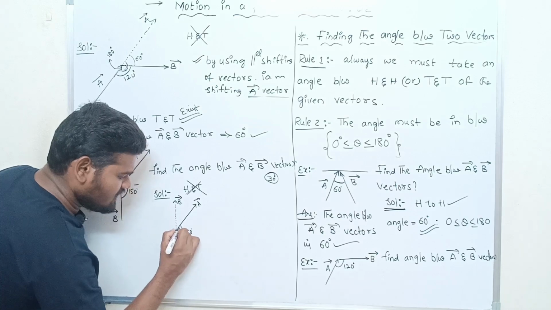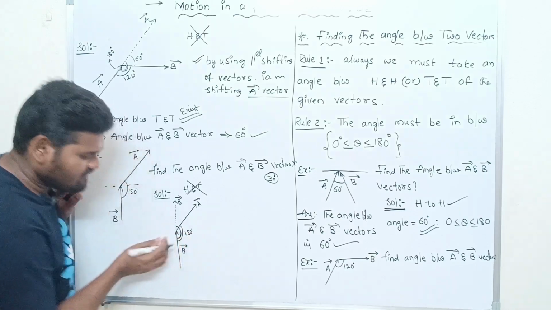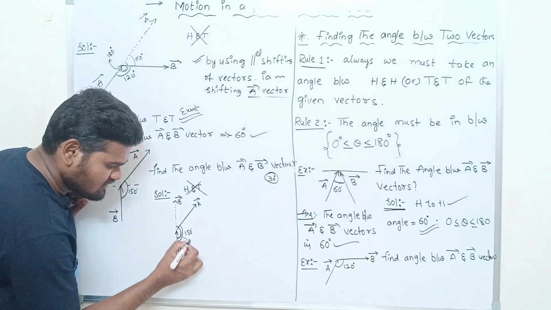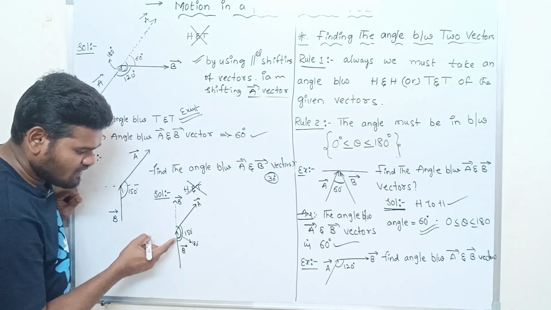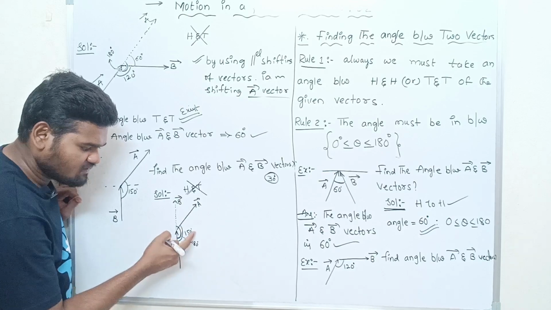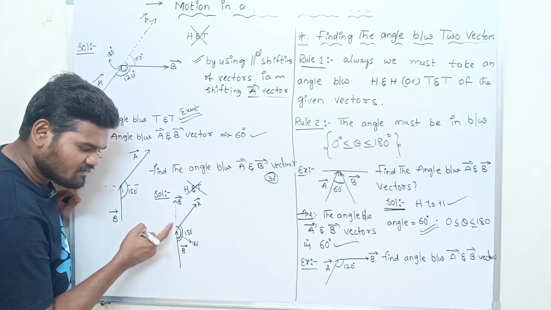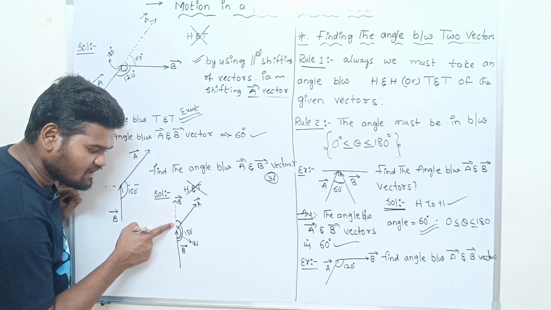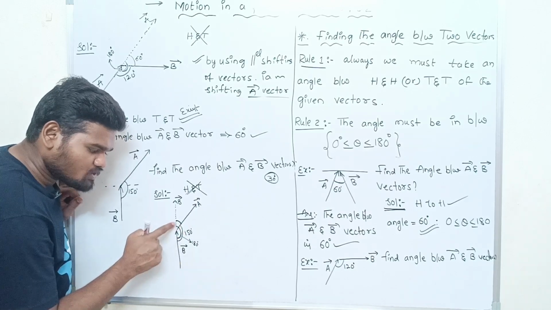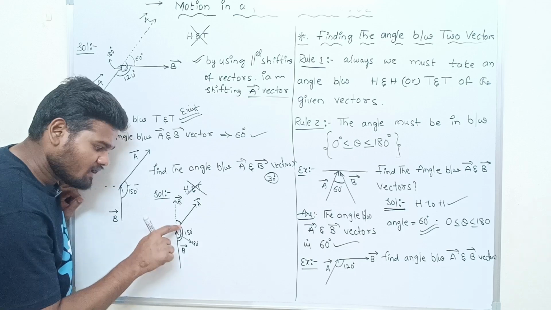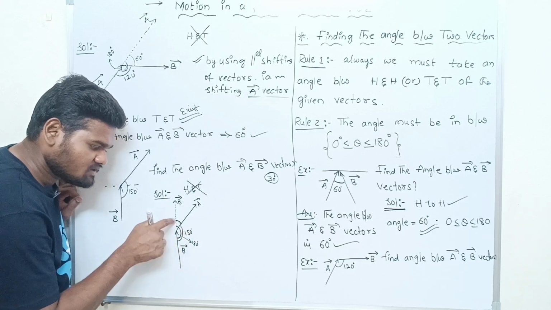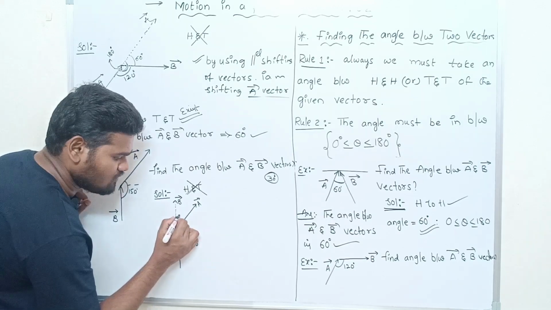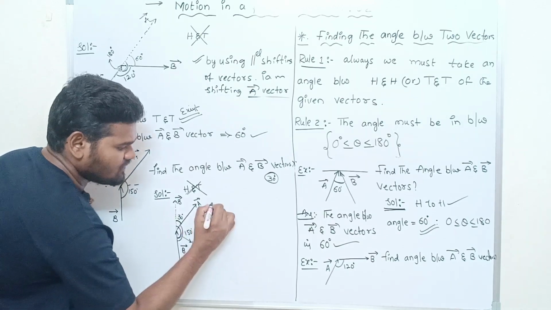Now the angle between the old b bar vector and the newly shifted b bar vector, how much? 180 degrees. From here to here, the angle is how much? 150. Total angle is 180. Now if you want to find the remaining angle, you have to subtract 150 from 180, because the total angle is 180 and this angle is 150. So the remaining angle, 180 minus 150, how much? 30 degrees. That's it. Have a look.